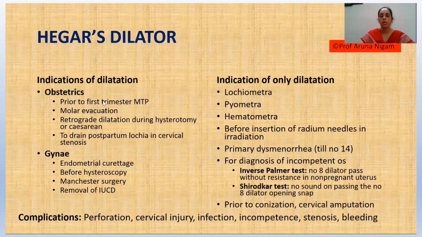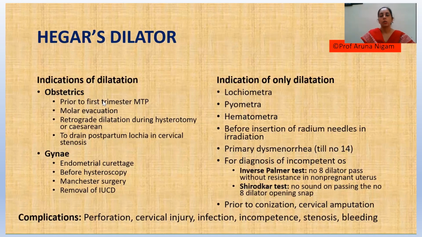And remember that these patients later on can complain of cervical incompetence when we dilate till number 14. Another very important indication of only dilatation is for the diagnosis of incompetent os.